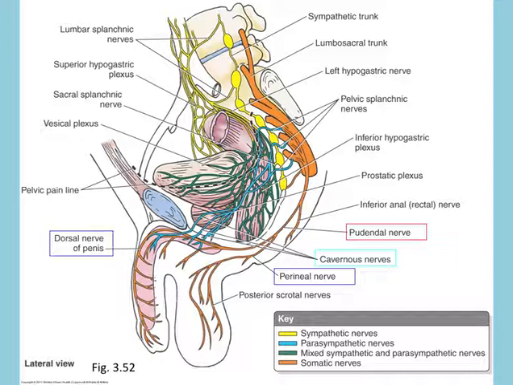So the pudendal nerve, highlighted by the red box, is your major supply to the perineal region. Two major branches. The perineal nerve in blue, in the blue box, is going mostly to the base of the penis as well as the scrotum. And then the other major branch is the dorsal nerve of the penis, which is innervating the penis itself, and particularly sensory innervation.